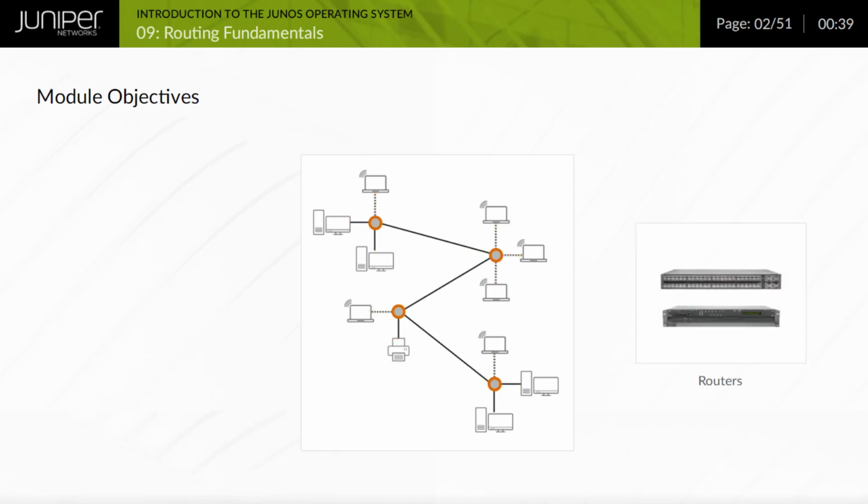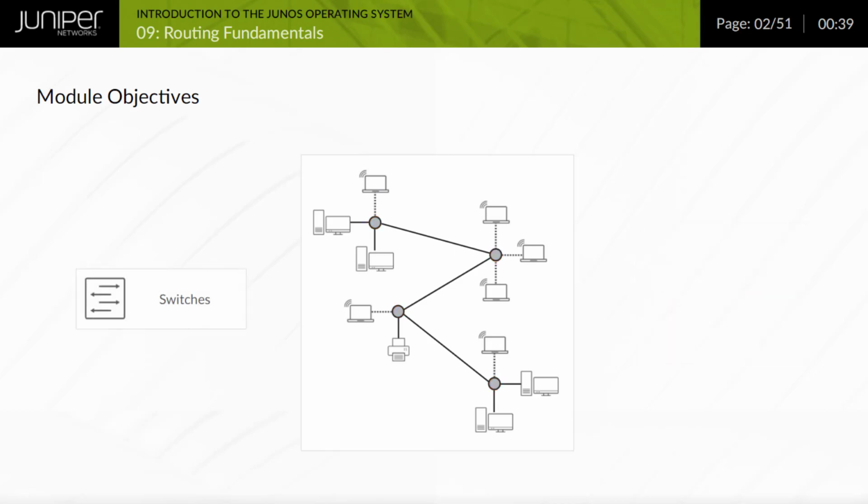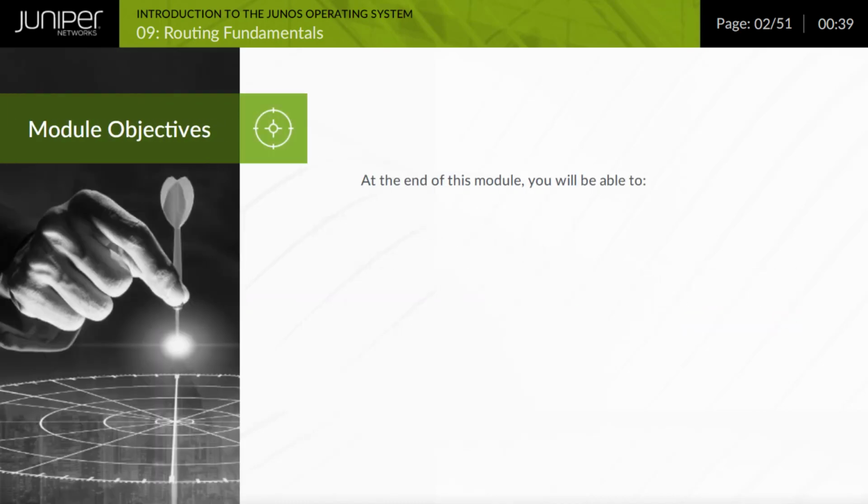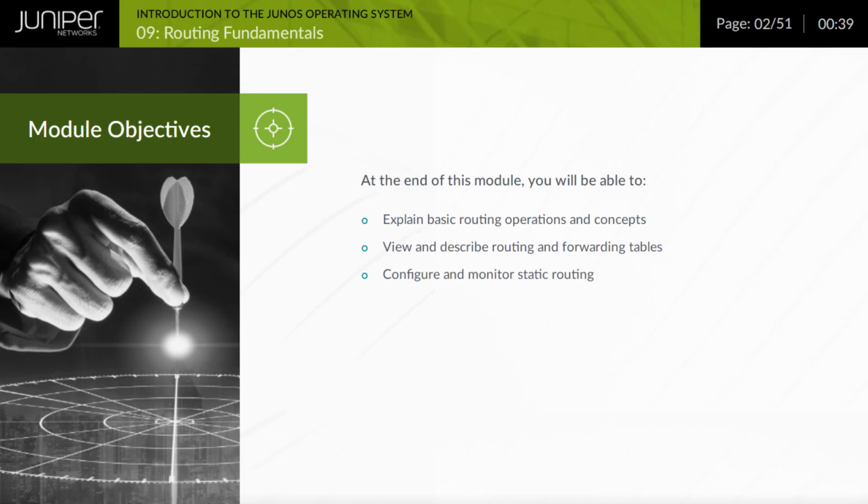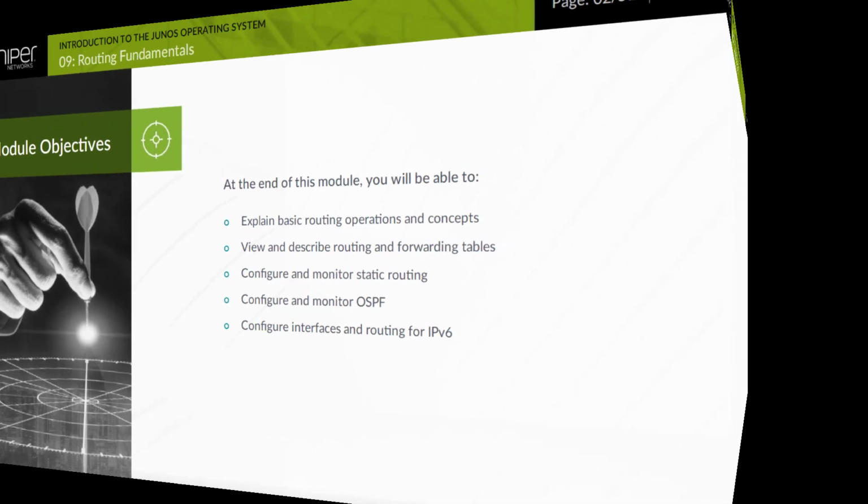Routers are the most common devices for performing routing operations. However, many switches and security devices also perform routing operations. At the end of this module, you will be able to explain basic routing operations and concepts, view and describe routing and forwarding tables, configure and monitor static routing, configure and monitor OSPF, and configure interfaces and routing for IPv6.